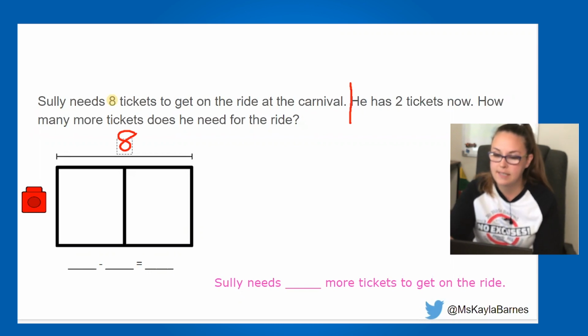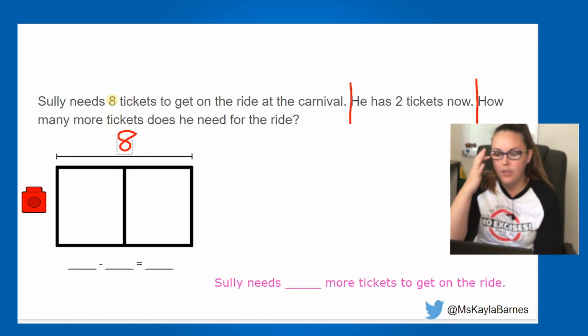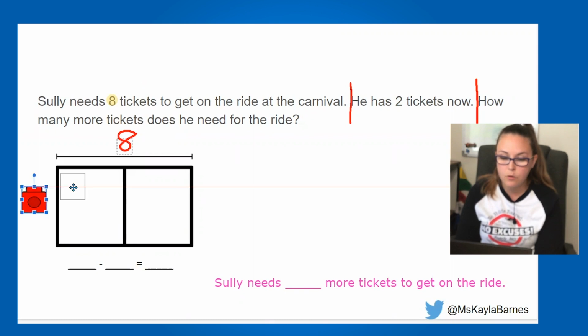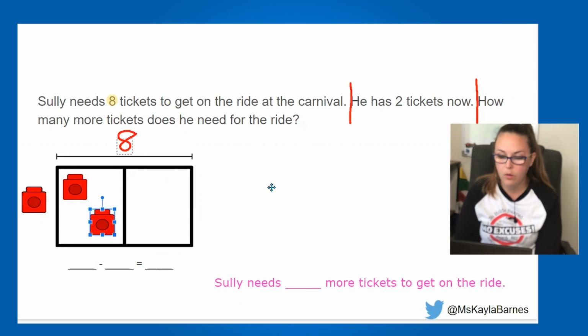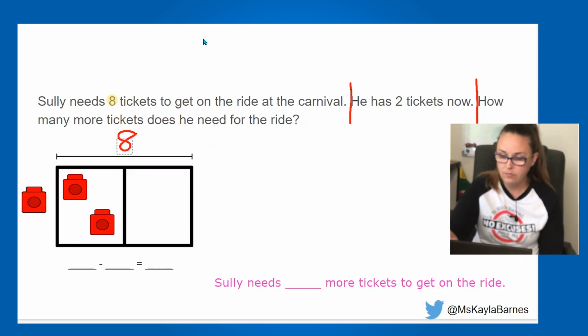Let's read the next sentence. The next sentence says, he has 2 tickets now. And there's a period, so we'll stop. Tell me, how do I model the 2 tickets that Sully has right now? Well, that's pretty easy on a part-whole map. I'm going to take the connecting cubes, and we'll just drop 2 on the left side of our part-whole map. Now that represents Sully having 2 tickets right now.